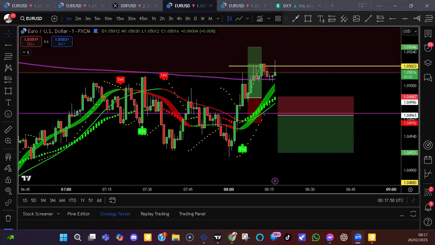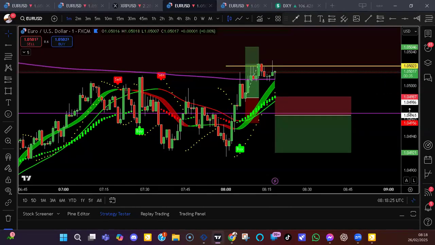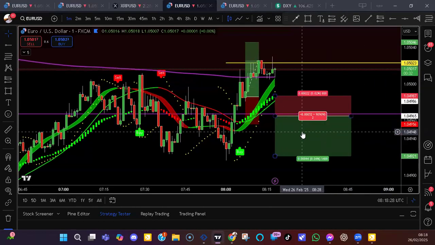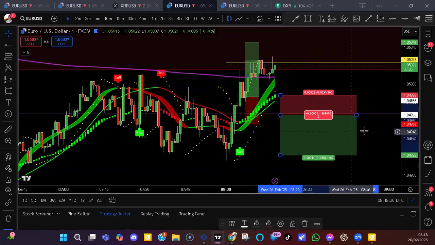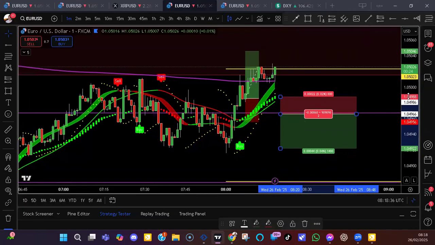Like I say, we got news at 9 o'clock today. Let's see what the latest little information tidbits is. Dollar much safer than it was. Treasury real yields rebound. Dollar undermined by US growth worries. So that sort of maybe suggests very, very loosely that the dollar will be getting a bit weaker. So that means the euro will be going stronger.